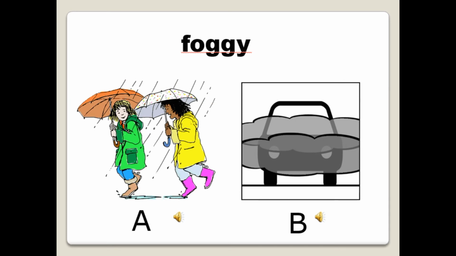Let's play a game. Take a look at these pictures. The word foggy means letter A or letter B. Which one represents foggy? Do we have the answer? Let's check. Letter B. Okay? Foggy is the weather, the temperature that you can't see anything. It's full of smog around you. You see? Fog means neblina.